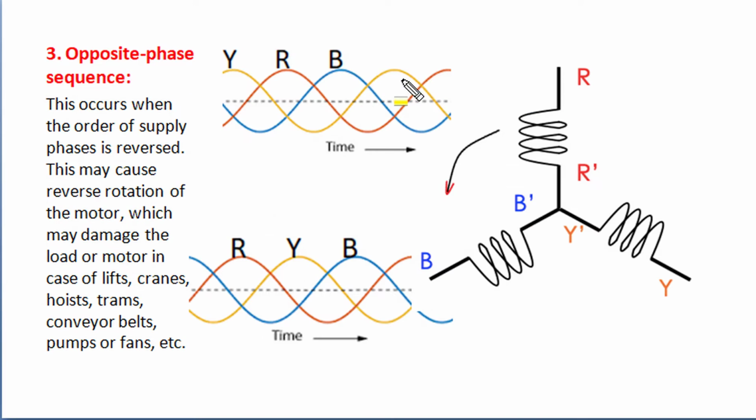Phase sequence in a three-phase supply is the order of lead or lag among the three phases, and here R leads B and B leads Y. So it's an RBY phase sequence, and if we exchange any two supply wires, the phase sequence will reverse, as it is RYB now.